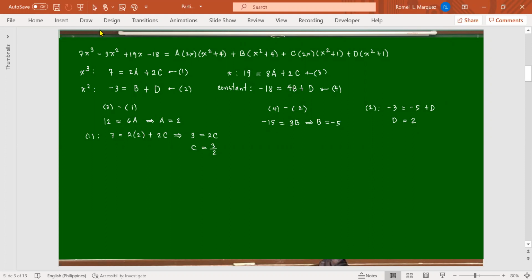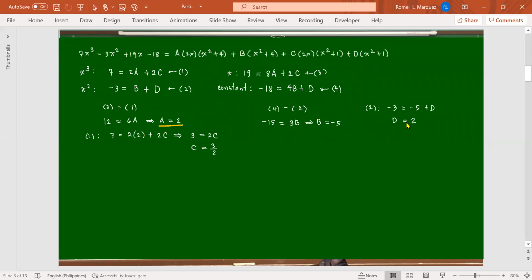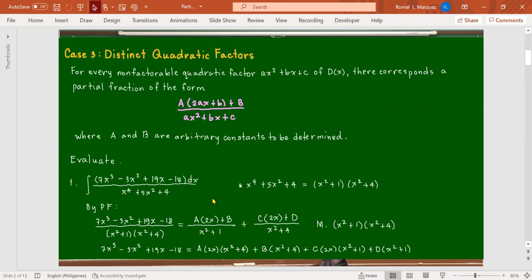Okay, so let's mark those values so that we can easily recognize them. So d equals 2, b equals negative 5, and c equals 3 halves. So this integral now, which has an integrand that is the same with this, can now be written.